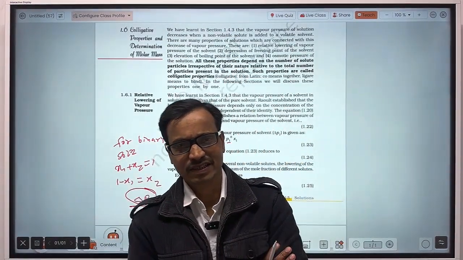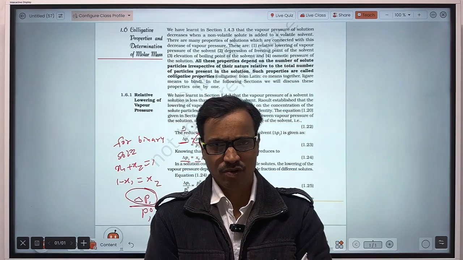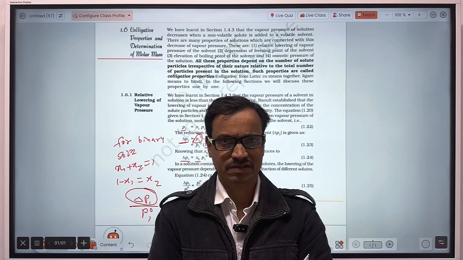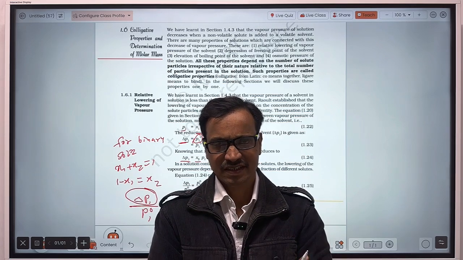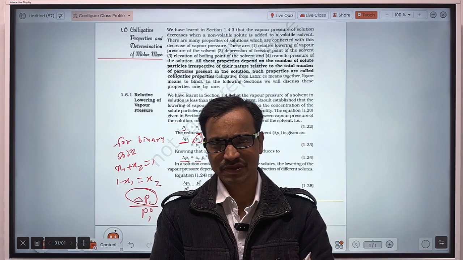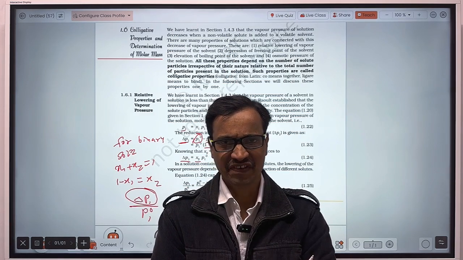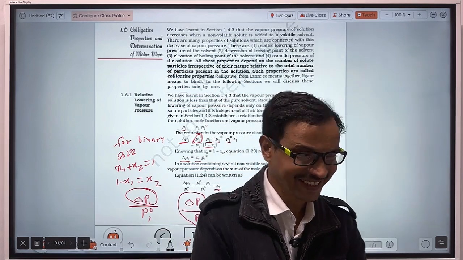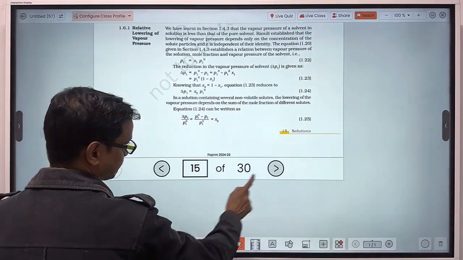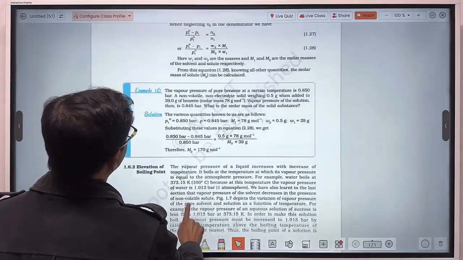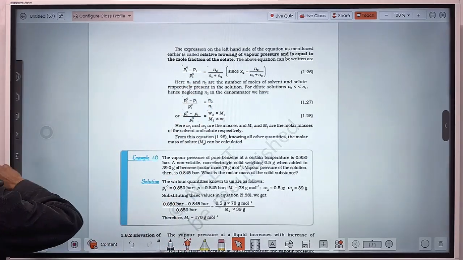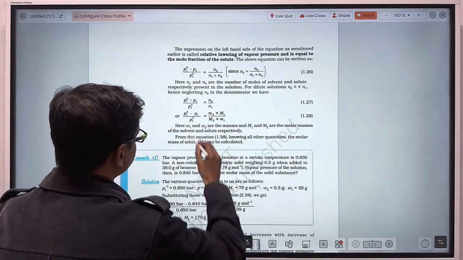Okay guys, for the 12th board examination you will have to keep in mind that the change in vapor pressure, that means the lowering of vapor pressure, with respect to the vapor pressure of solvent will be equal to the mole fraction of solute. So that is the expression here. Let's proceed. This expression is very simple.